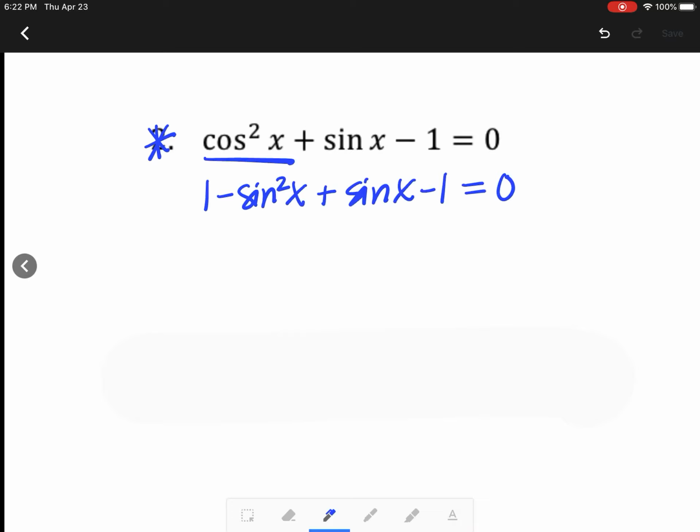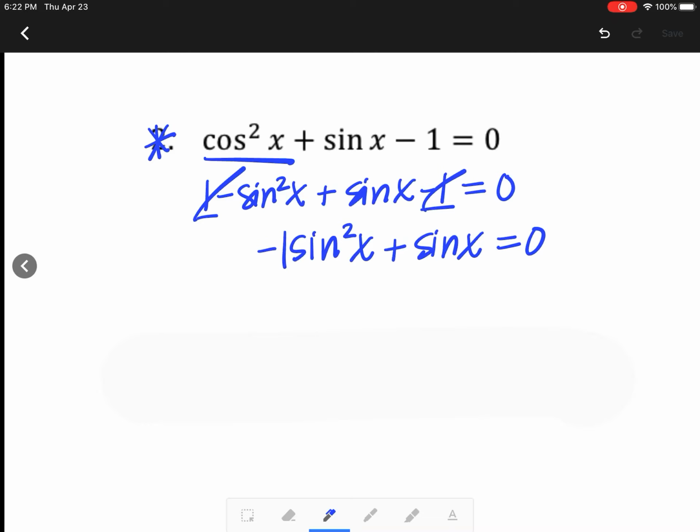And now I'm in the same function. Everything is a sine. So I'm going to look to factor. But first, let's see what we can combine. Here I have 1 minus 1. That creates 0. So I just have negative sine squared x plus sine x.